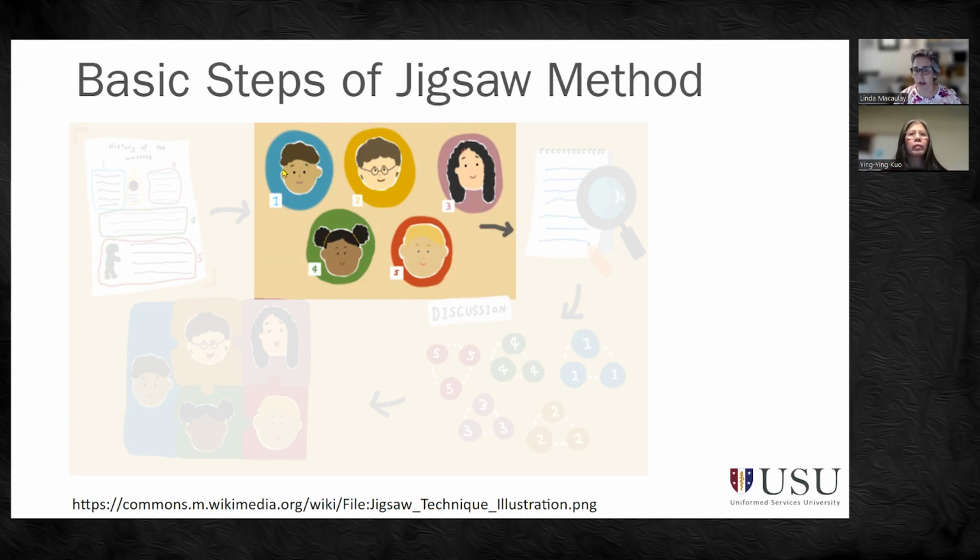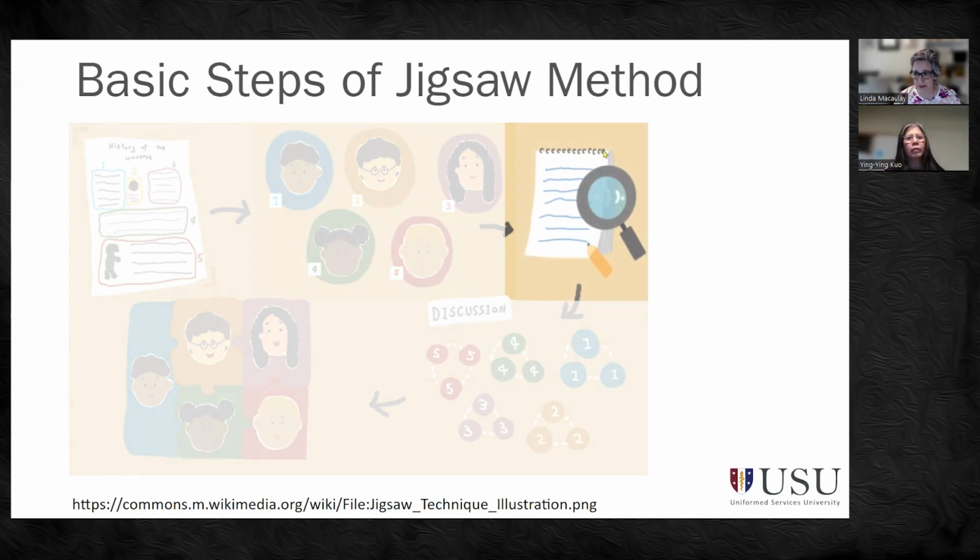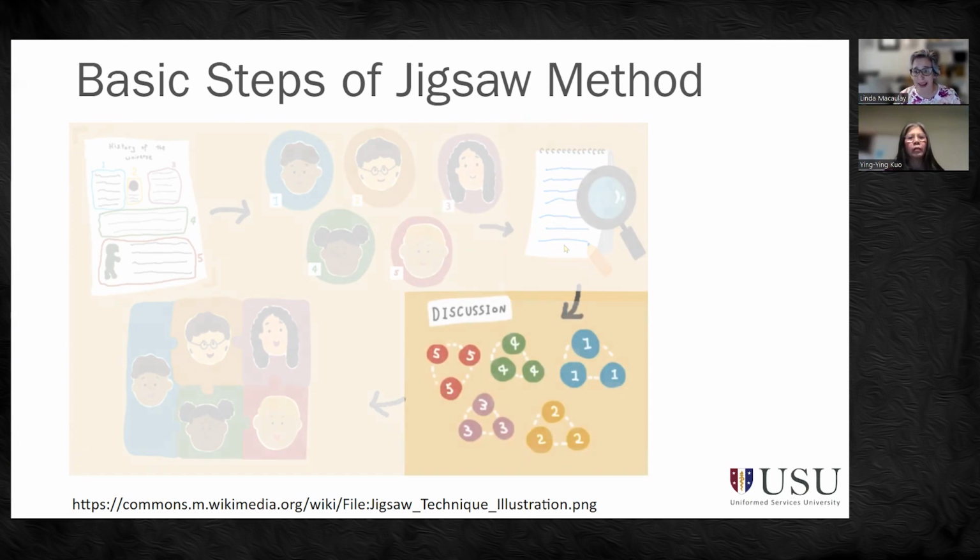The girl with long curly hair reads number 3, and so on. Each person is in charge of taking notes and becoming comfortable with their individual puzzle piece. They will take time to learn that content and in some sense become the expert of that topic that they were assigned. And then everybody who read the same thing comes together in their expert group.